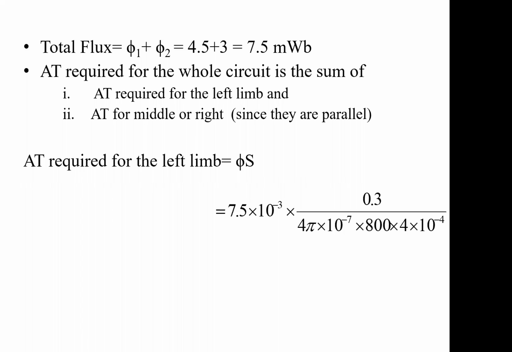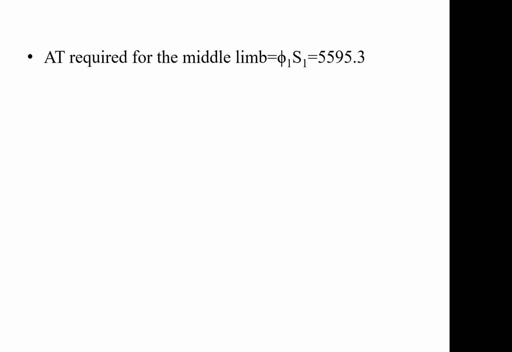What is S? All of you know the formula for S, L by mu 0 mu r A. What is the L for the left limb? The length of the left limb is 30 centimeter, which is 0.3. 4 pi into 10 raised to minus 7 is mu 0, mu r is 800, A is this, which is 5595.3. And for the middle limb, it is phi1 S1, which we have already got.